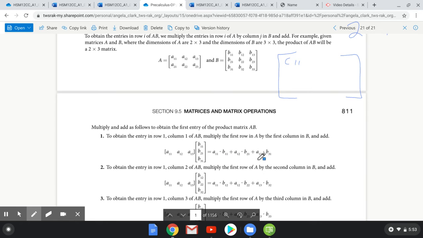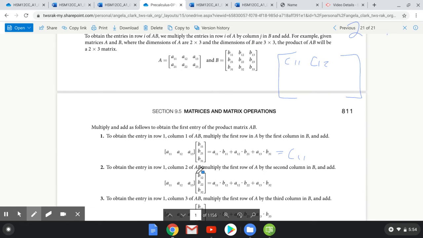And when I add all those together, that's going to give me C11. So then to find C12, I need to take the first row of A, dot product with the second column of B. So these numbers tell you what it is that you're looking for here. So it's the first row of A times the second column of B. First row of A, second column of B.